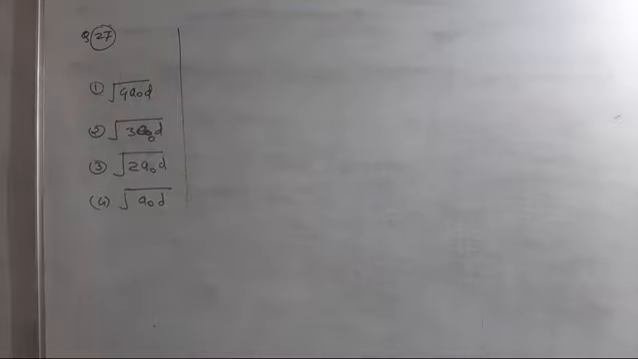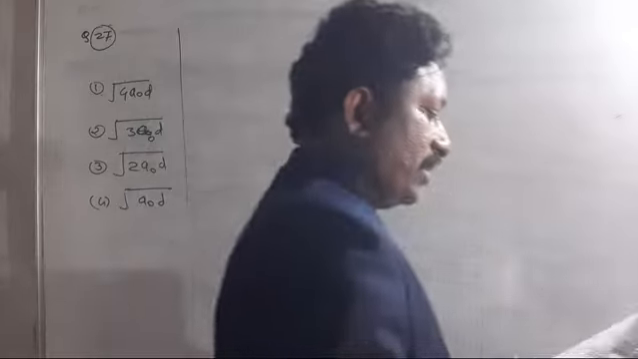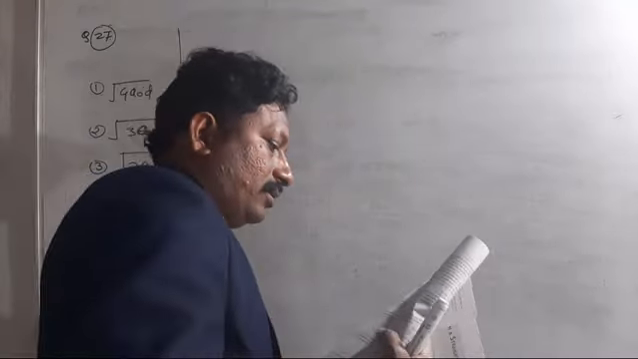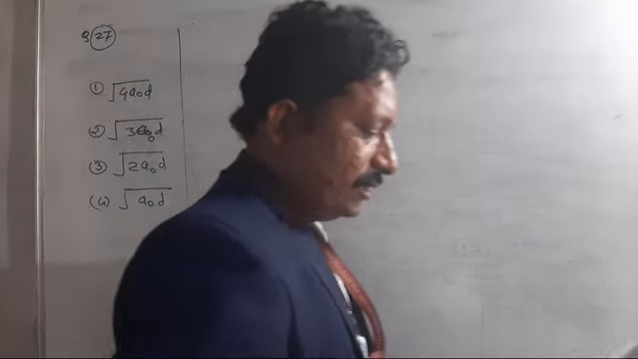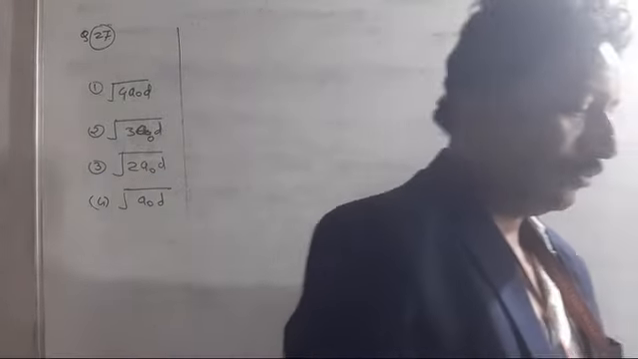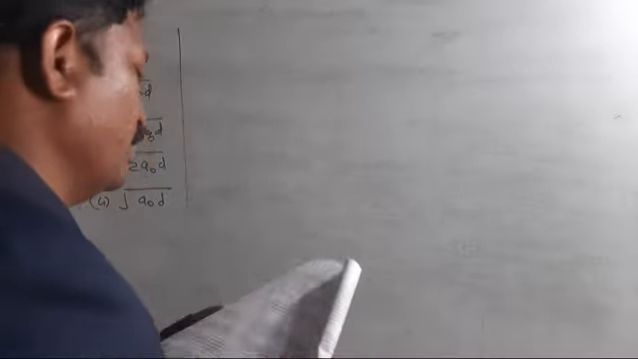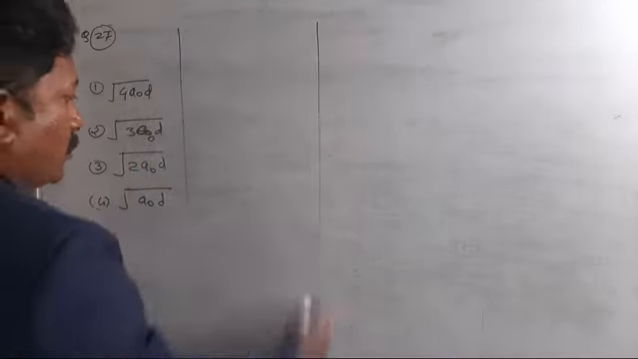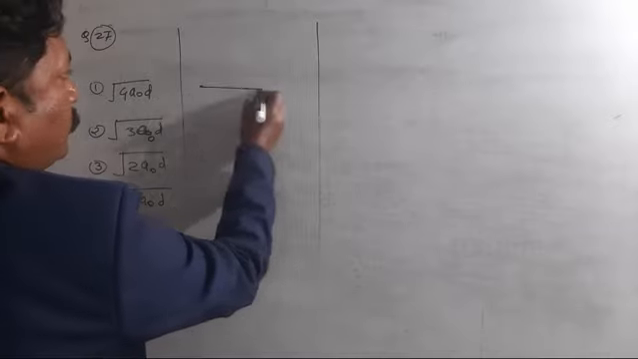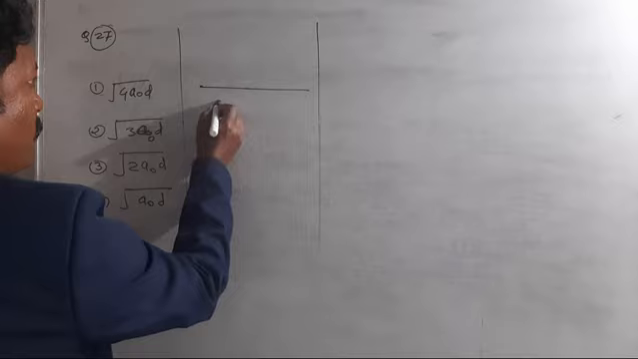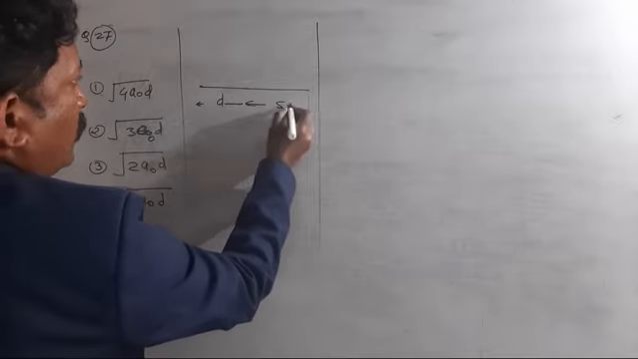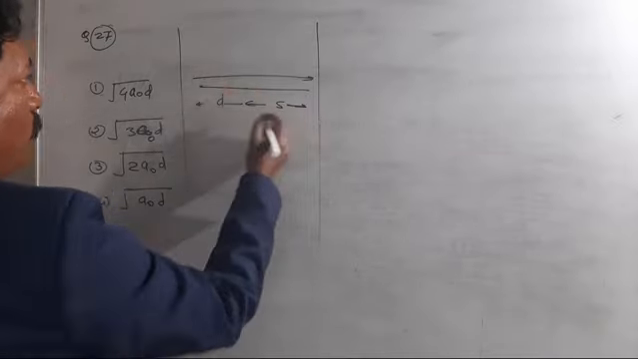Student, next question. A man is d distance behind the bus when the bus starts accelerating from the rest with acceleration a0. With what minimum velocity should the man start running to catch the bus? Students, so this distance is d and the total distance in this journey is equal to d plus s.